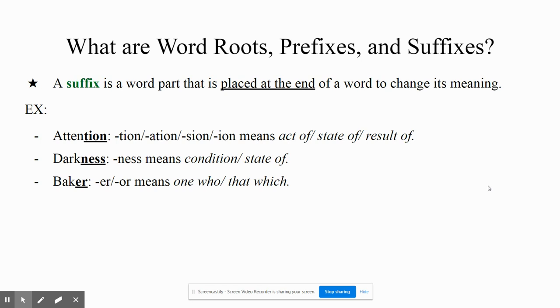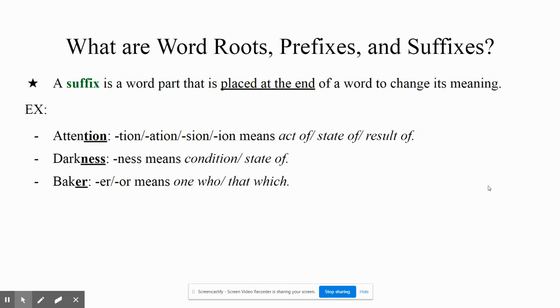Attention, shun, ation or ion means act of, state of, or result of. So attention, it is the state of focusing on someone. Darkness, ness means condition or state of. So you are in the state of dark, of low light. And baker, er or or means one who or that which. So baker is one who bakes.